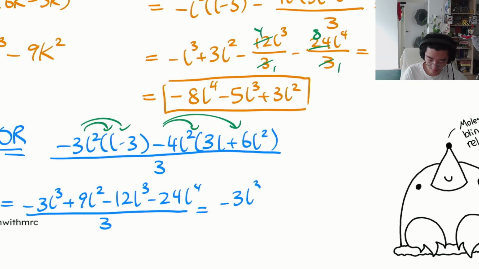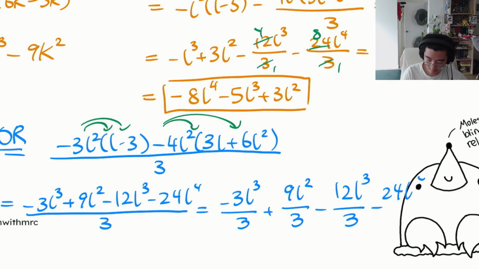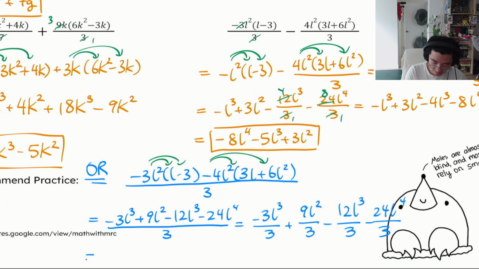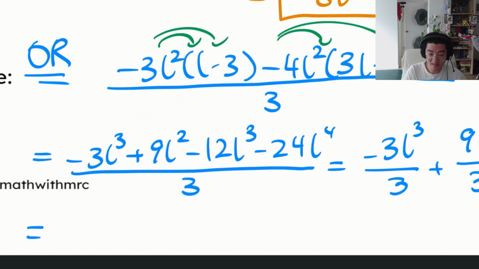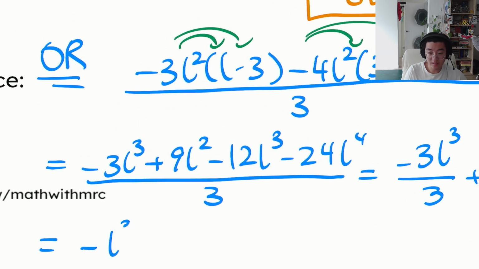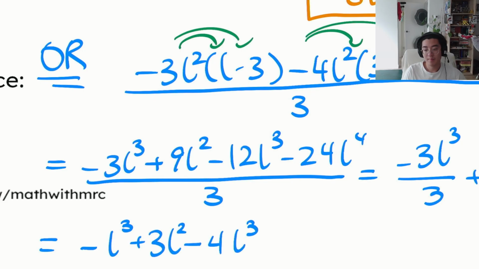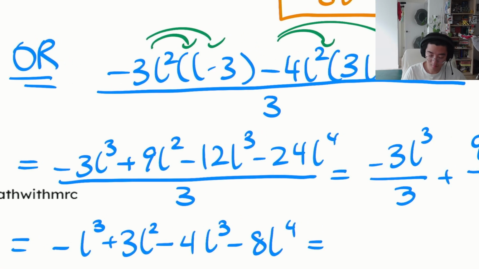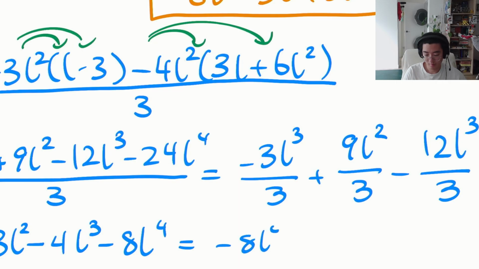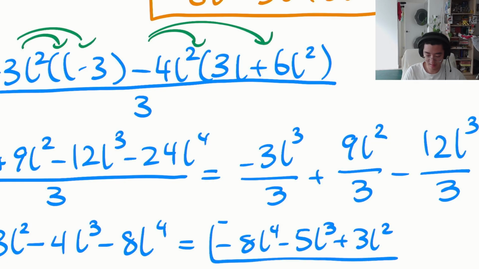We split all of them up, so this divided by 3, this divided by 3, this divided by 3, and this divided by 3. I ran out of room here, but I can maybe squeeze it down here. It's getting really sketchy down here. We got negative L cubed plus 3L minus 4L cubed minus 8L to the fourth. So as you can see, it's the exact same answer. Rearrange based on descending power, combine like terms, and voila.